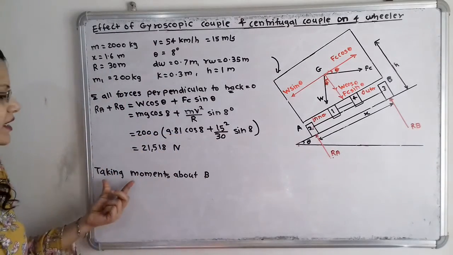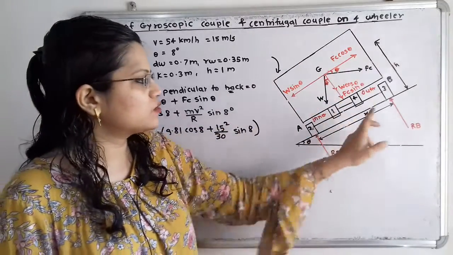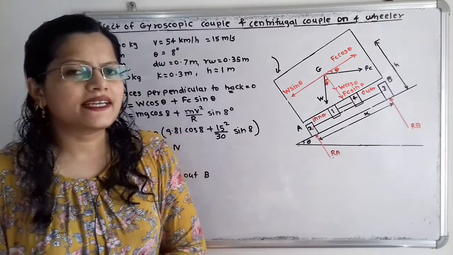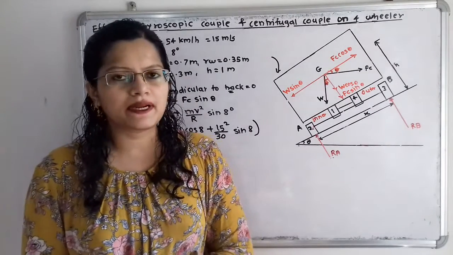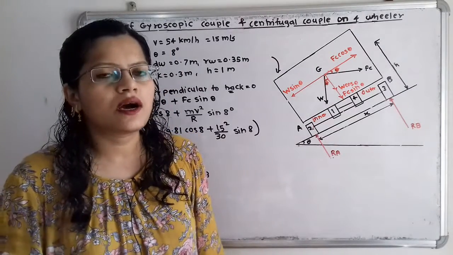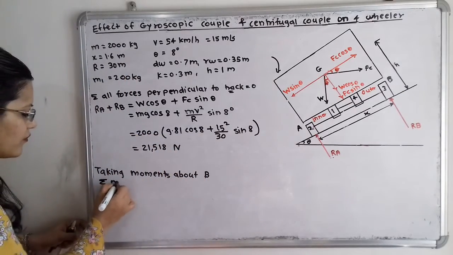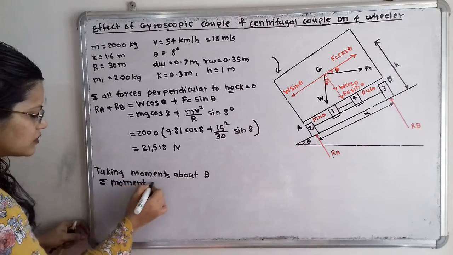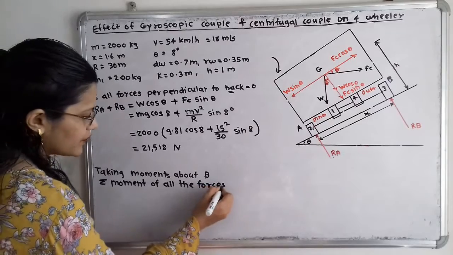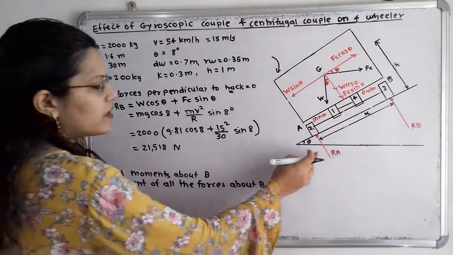Now what is the next step? Here we have to take the moments about B. So we have to consider all the forces to take the moment at this point B. We know that moment is the force multiplied by the perpendicular distance. So we will take the summation of all the moments about B, which is equal to 0. So I will take the summation of the moments of all the forces about B is equal to 0.